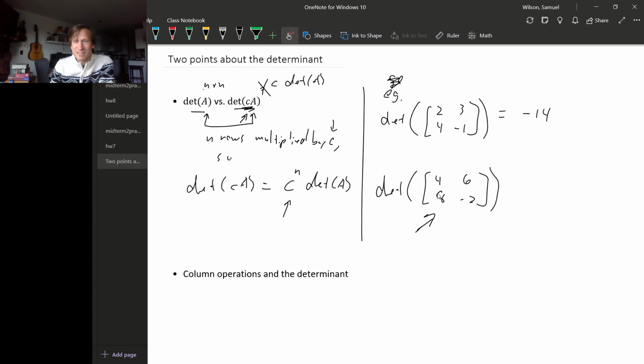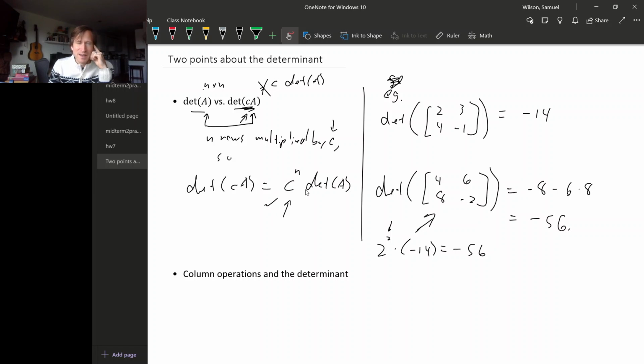So this second matrix is twice the first one, so its determinant ought to be 2 to the second, because there are 2 rows, times the determinant of the first one. So 4 times negative 14, that's negative 56. Just to check, we get negative 8 minus 6 times 8. Negative 6 times 8 is negative 48, minus another 8, that's minus 56. So it worked.